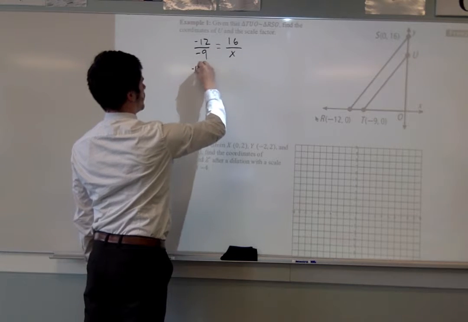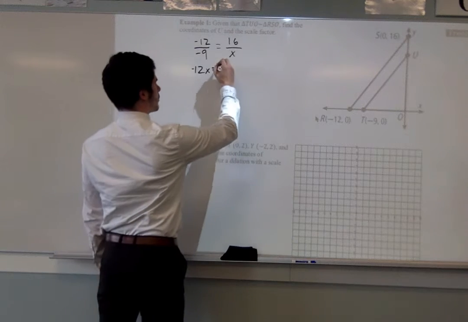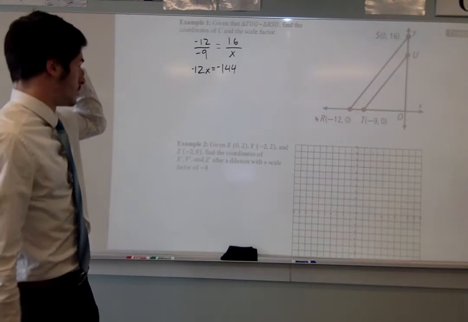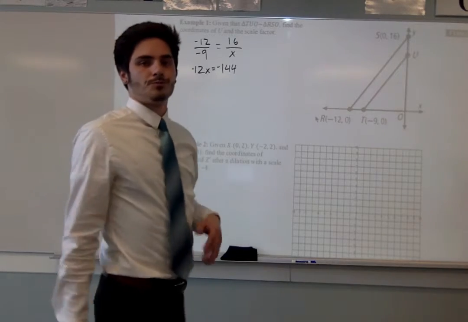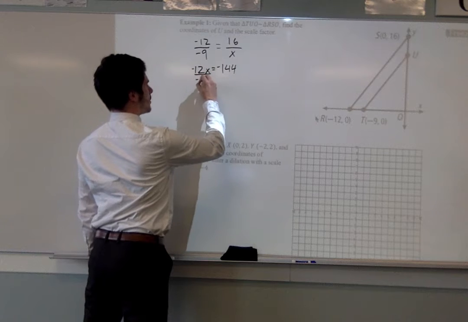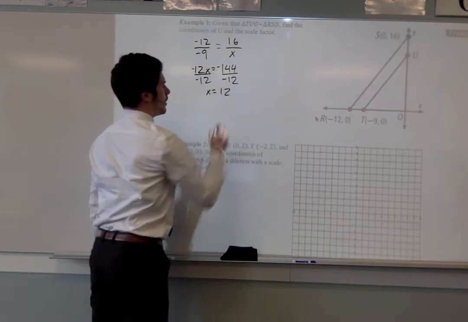So -12X equals -144, I believe. And now that we've got that, we can solve for X. We'll divide by -12 on each side, and we'll end up with X equals 12.